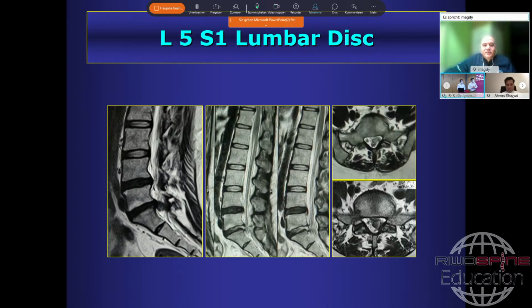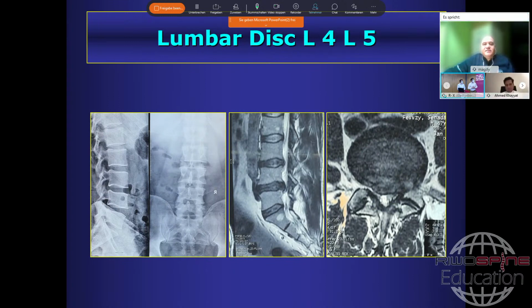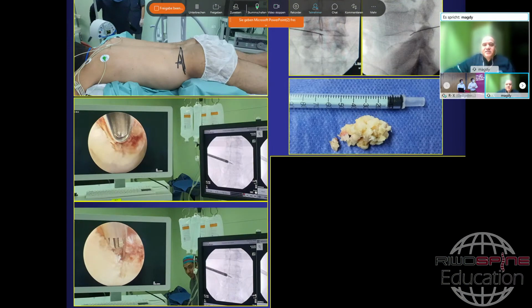This is the post. You can see here the fragment is completely removed, and the patient is immediately discharged. Another case. This is the disc L4-5. But you see here, this is the point Dr. Badra was pointing out at the iliac crest. I will show you something in the next slide, please.